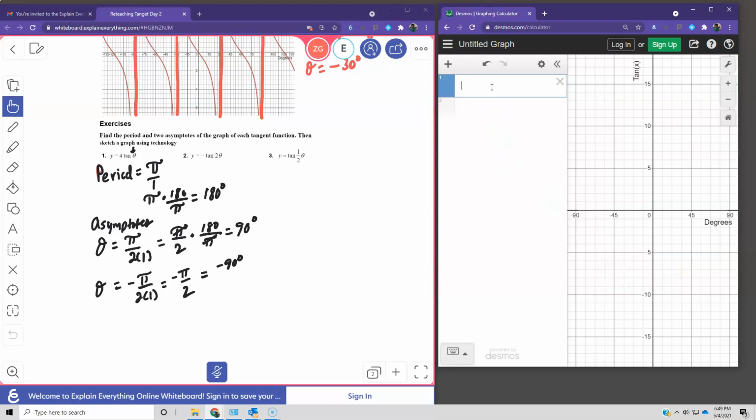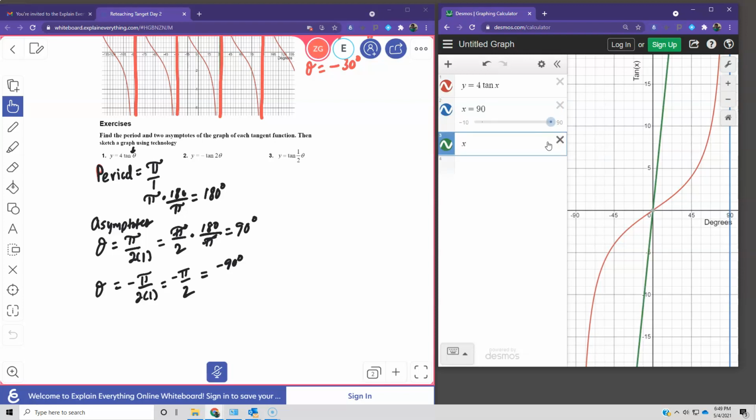So what I'm going to do here is write y equals 4 tangent of x. And you notice I do have asymptotes at x equals 90, and my other asymptote is at x equals negative 90. Okay, so I did do it correctly. The period is pi. The first asymptote is at negative 90, and the second asymptote is at 90.